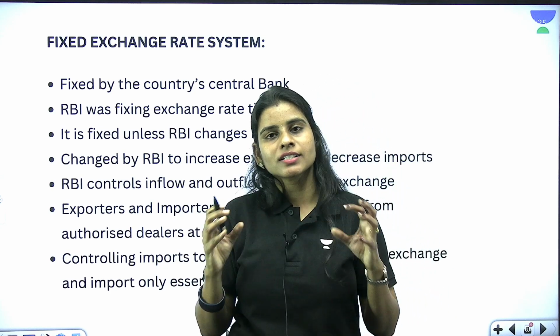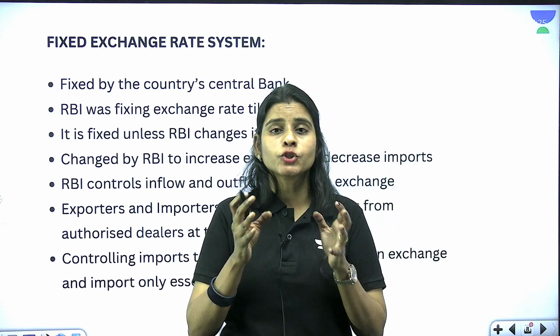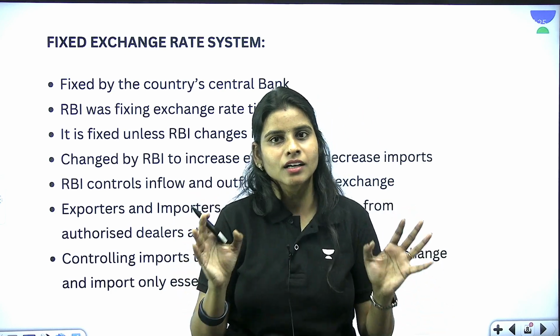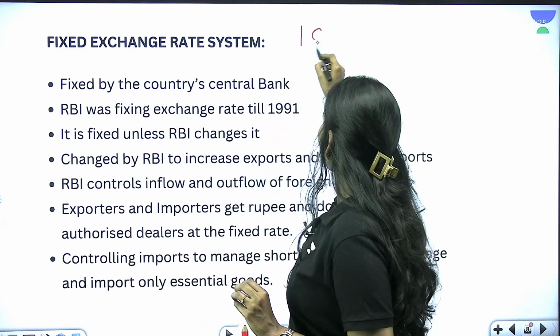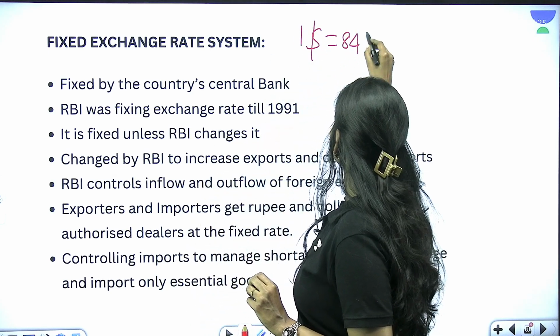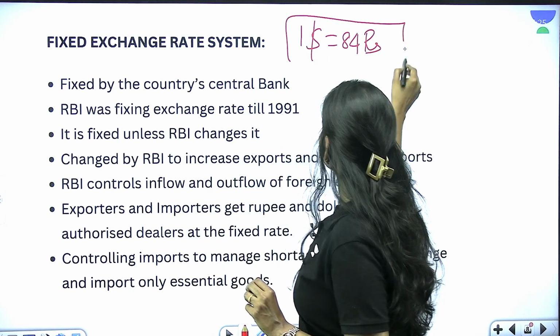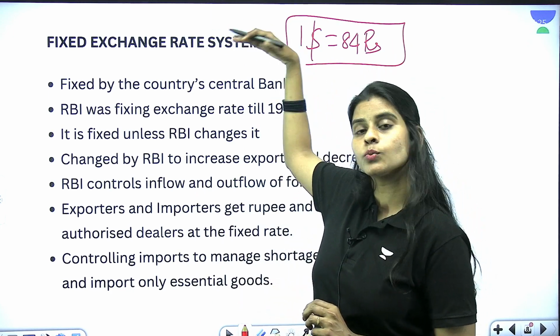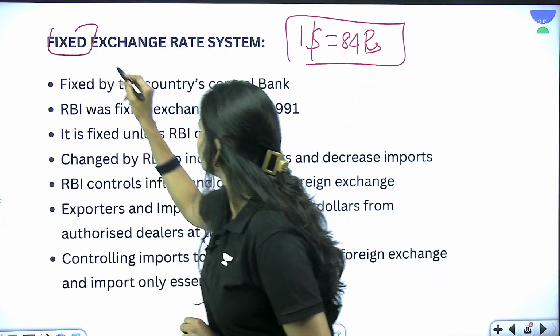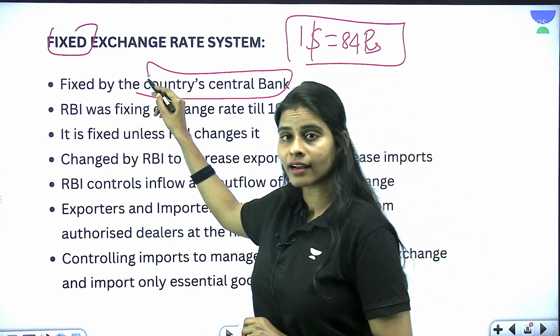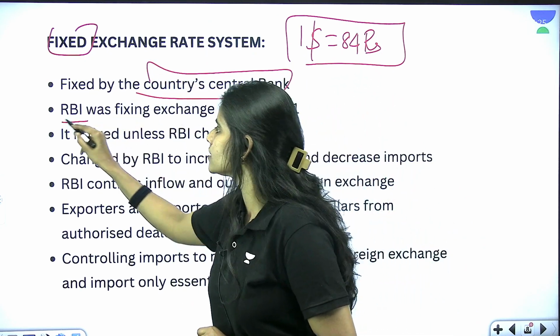Under the fixed exchange rate system, the exchange rates are fixed by the country's central bank. It is as simple as that. If I say $1 equals 84 rupees, in this the exchange rate, that is $1 is worth 84 rupees, is fixed or determined by the country's central bank, and the Central Bank of India is RBI.